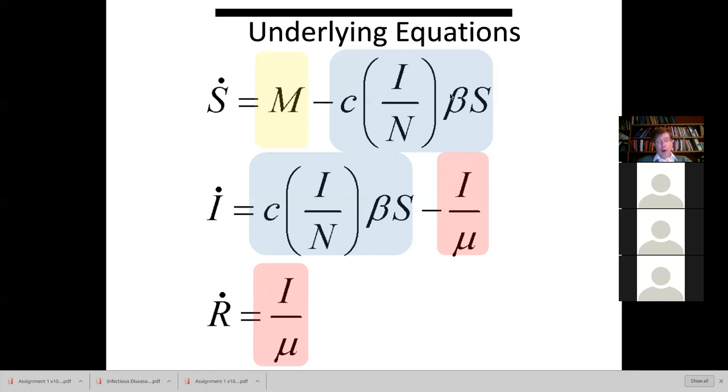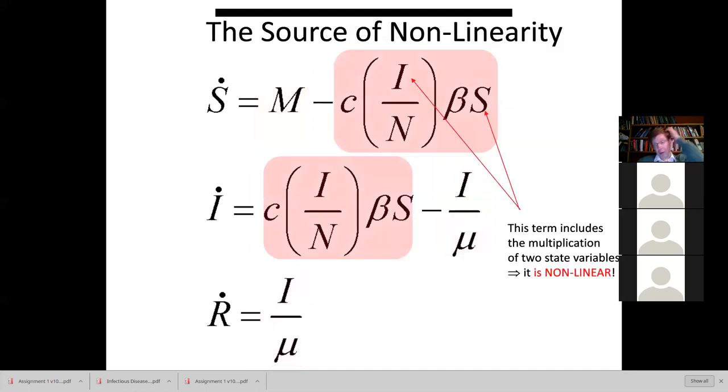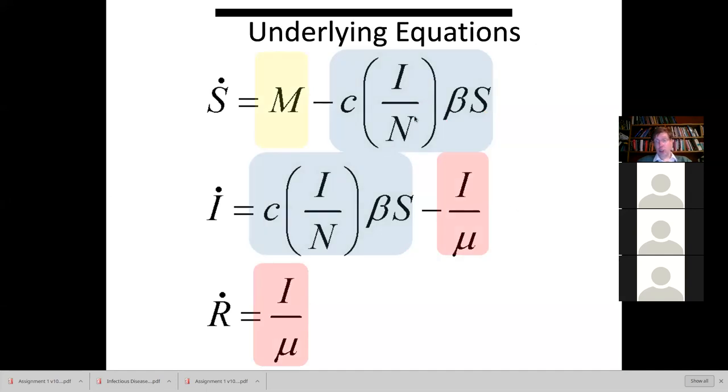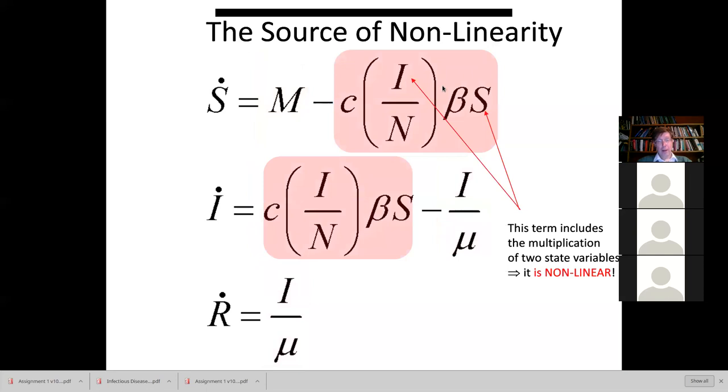And it drives both the flow out of susceptibles and the flow in of infectives, because S is the fuel for the fire. Once people are infective, they start to be able to propagate the flame to others. You'll notice that this key, defining term of infectious disease models built with compartments like this is that it's nonlinear.